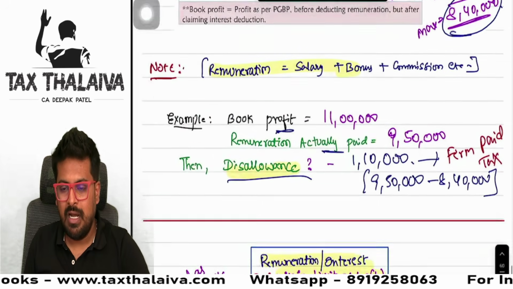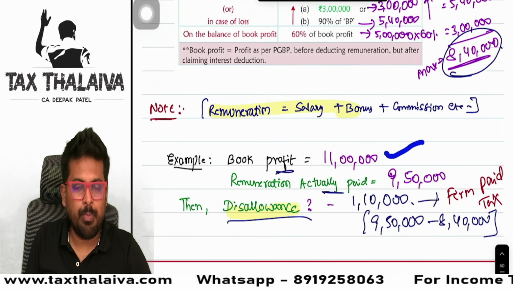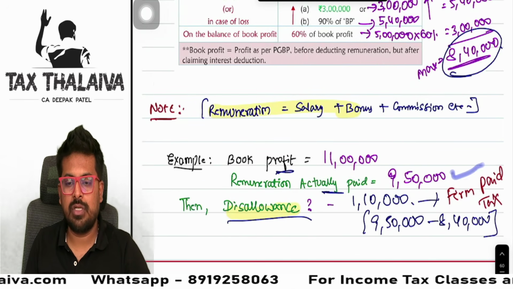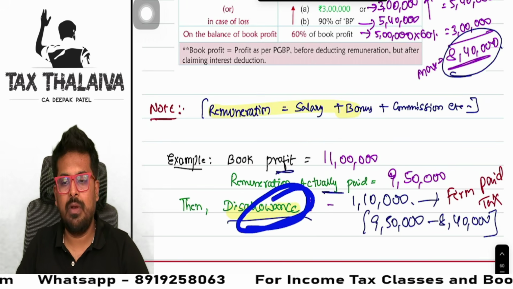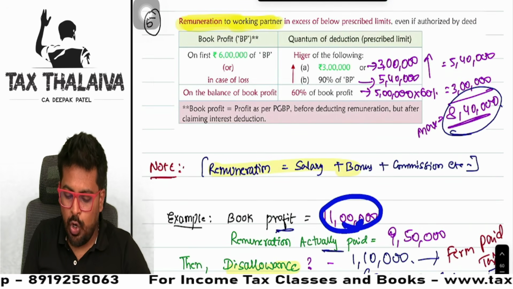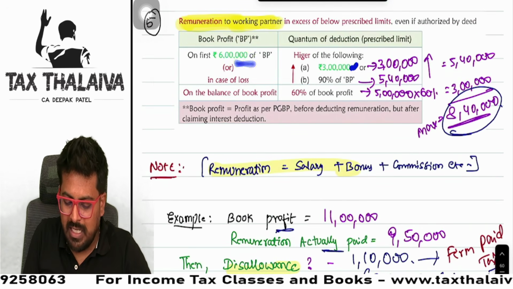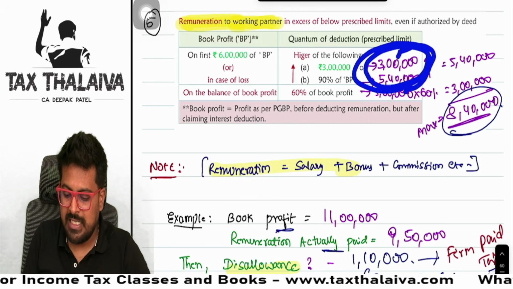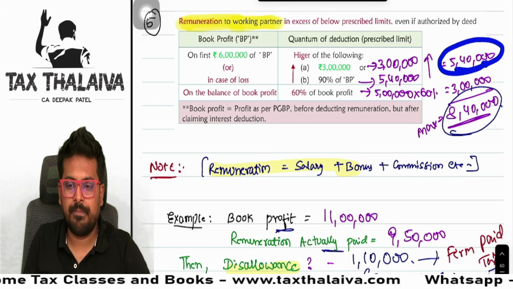We'll take one example. Let's say, for example, 11 lakhs is the book profit. Remuneration actually paid to the partner is 9,50,000. Now, how much disallowance will be attracted? Simple. Book profit is 11 lakhs. So, on the first 6 lakhs, you have to take 3 lakhs or 90% of 6 lakhs. That will be 5 lakh 40 or 3 lakhs. Whichever is higher is 5 lakh 40.